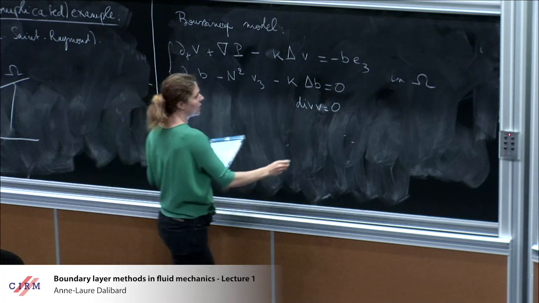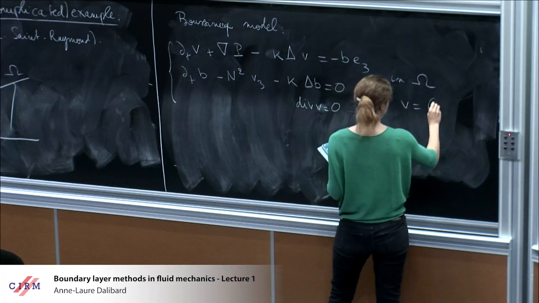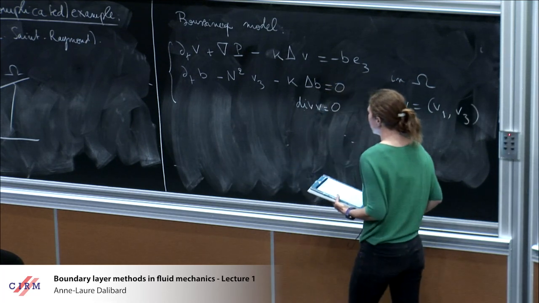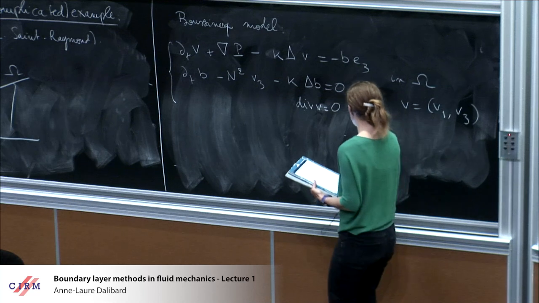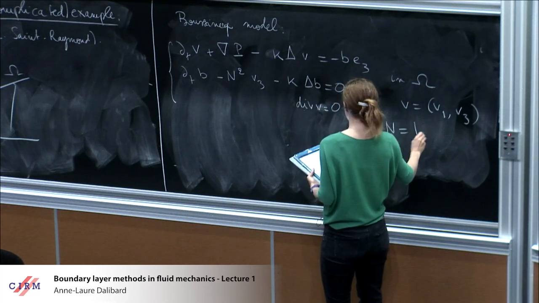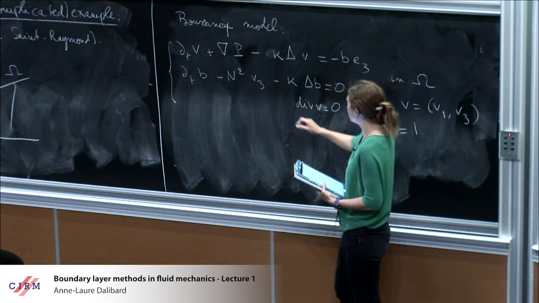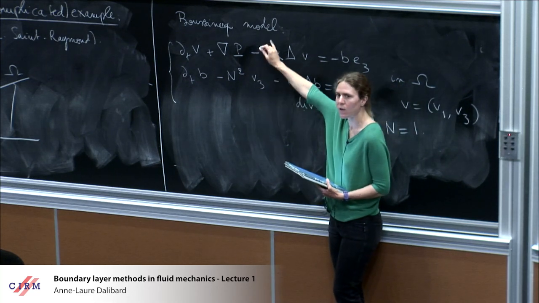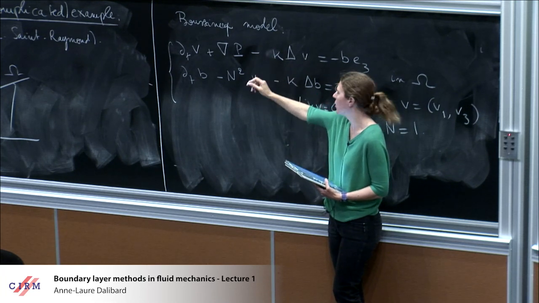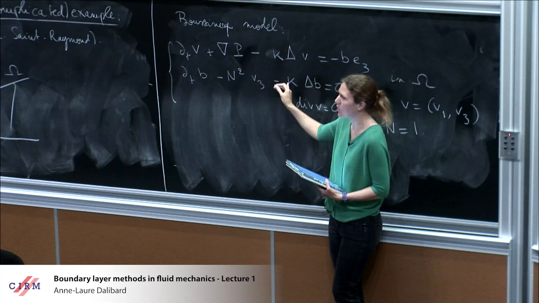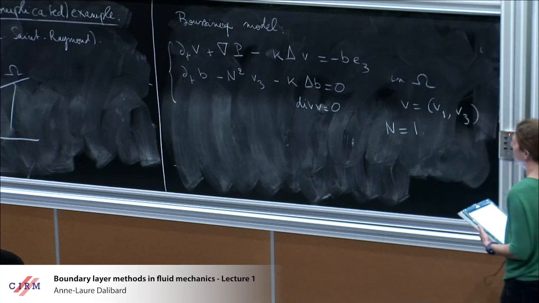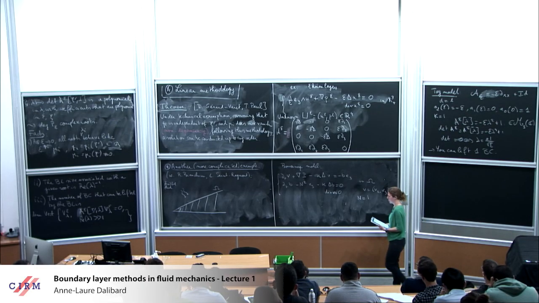Okay, so v is 2d. And b is the buoyancy, n is the Brunt-Väisälä frequency, and I will take n to be equal to 1 in the following. Actually, you can add a number of things. You can add a convection term, okay? It has to be small, okay? And you can take different viscosities here. It's just for the purpose of the explanation that I didn't want to go into that.